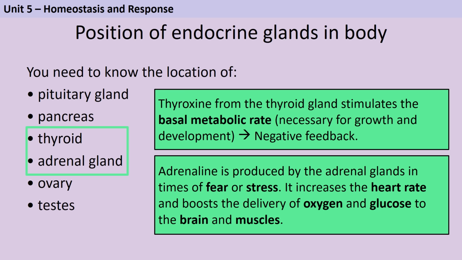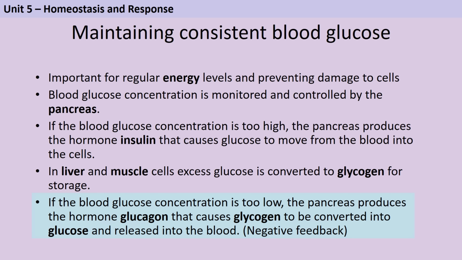Your adrenal glands produce adrenaline, which is something that you make in times of fear or stress, so it leads to that fight or flight response. It increases the heart rate, and the point of that is that it's going to increase the amount of oxygen and glucose that gets into your brain and to your muscles. It's important that your blood glucose levels remain constant, because without that, you're not going to have regular energy levels, and also it can cause damage to your cells.